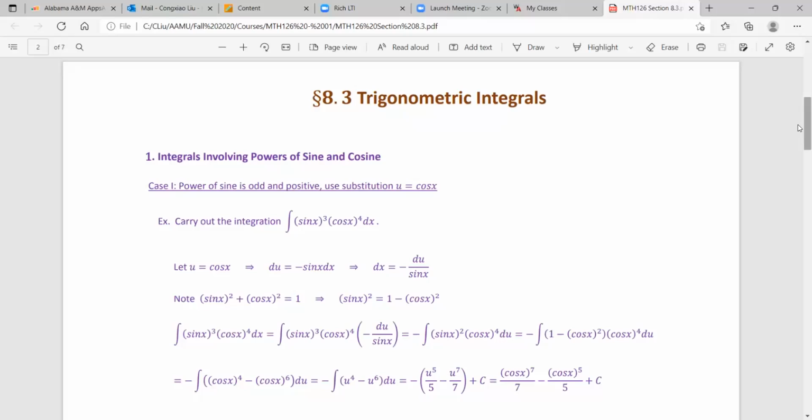Does it make sense to you? Any questions for this example?